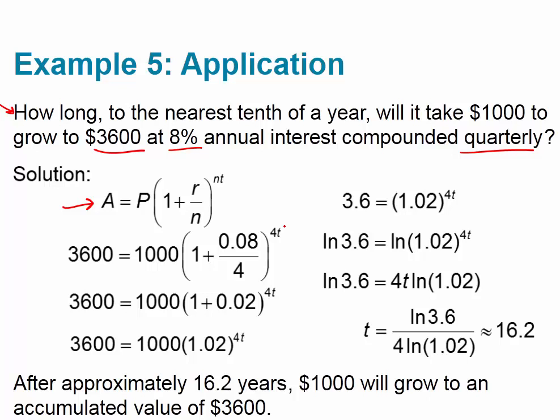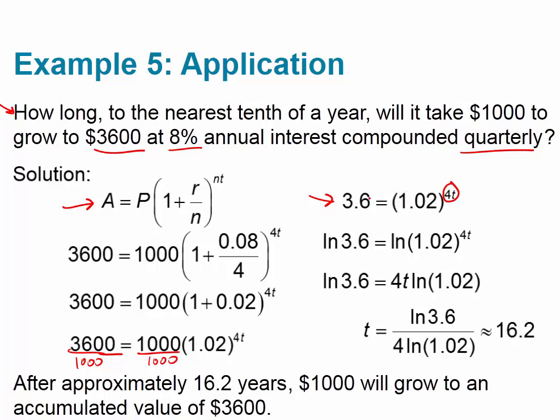So let's see. First thing I'd do is I'd simplify this to get 1.02. At this point, we want to isolate our exponent, so I'm going to divide both sides by 1,000. And I get this statement here. 3.6 is equal to 1.02 to the 4t. Now, we're trying to solve for an exponent here. That's hard to do. With these bases, we will not be able to get these bases the same.